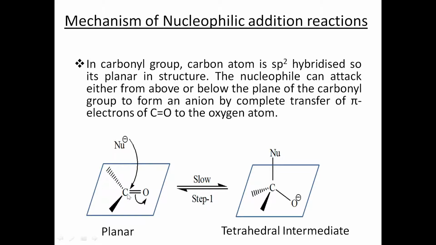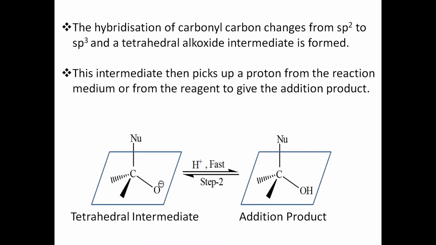So this carbon is sp2 hybridized. When nucleophile attacks here, the first step, this is the slow step, a tetrahedral intermediate is formed. Here there are 3 sigma bonds and 1 pi bond, so sp2. Here 4 sigma bonds, so it is sp3. So from sp2, hybridization changes to sp3. So a tetrahedral intermediate is formed. It is a slow step.